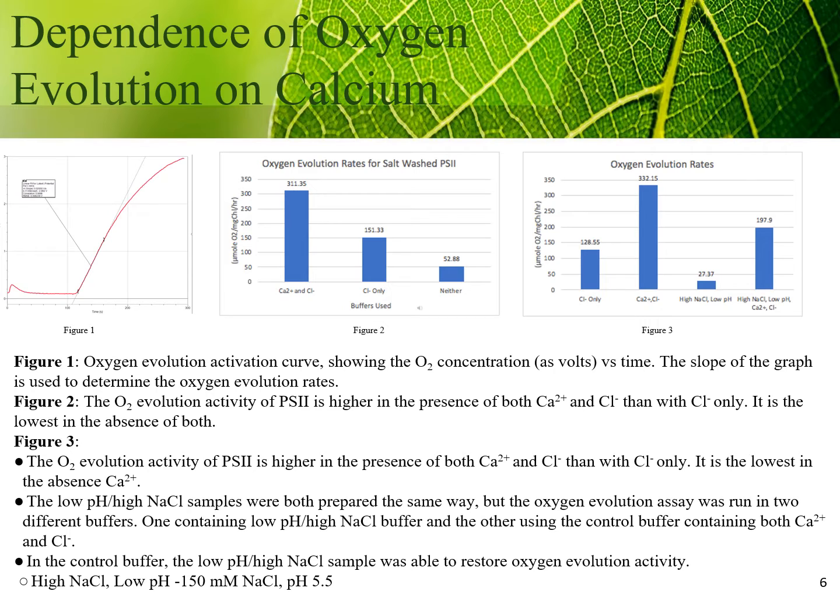Figure 3 also shows the same trend. We also prepared samples in the presence of low pH and high NaCl, which is a method used to remove calcium. The oxygen evolution assay was run in two different buffers, one containing a low pH, high NaCl buffer, and the other using the control buffer containing both calcium and chloride. In the control buffer, oxygen evolution activity was able to be restored.